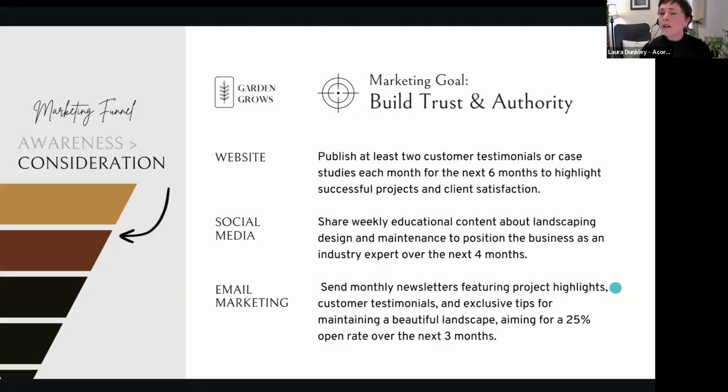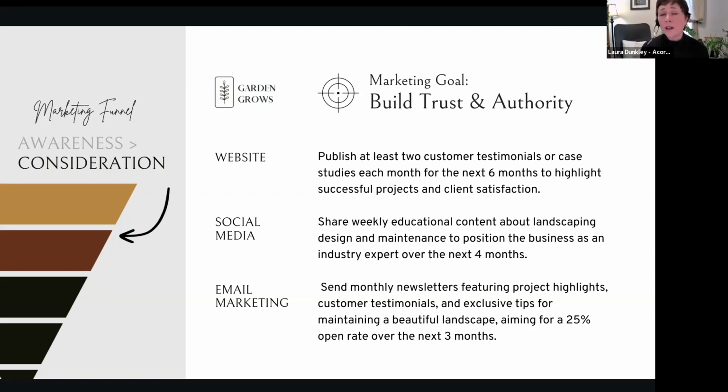So building for consideration, right? All of a sudden now we've got eyeballs and they're interested. And now they're going to consider if you guys are right for them. So we're going to build trust and authority. Website testimonials, we know they work really well, as well as case studies.